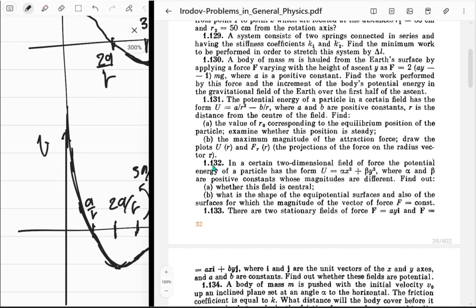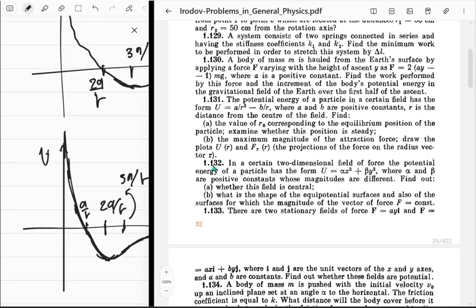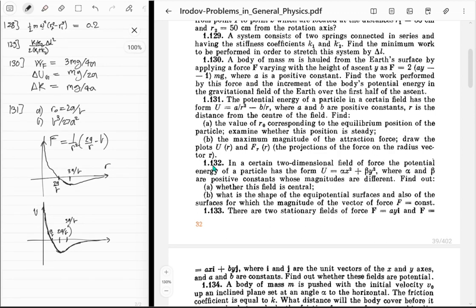So this thing is potential energy. And why is this? Now it's good. Fine. Finally we got it. Let's go to 132 now.